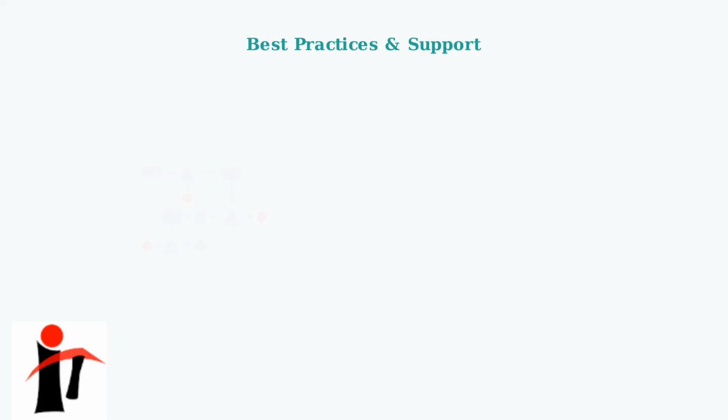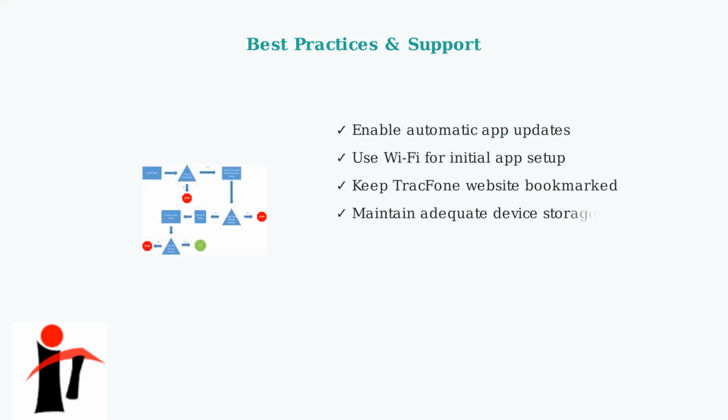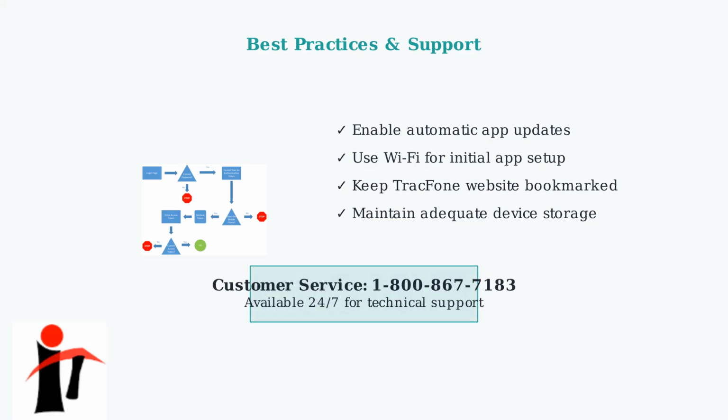To prevent future issues, follow these best practices. Keep your app updated automatically, use Wi-Fi connections for initial setup, and maintain alternative access methods like the TracFone website. For persistent problems, contact TracFone customer service at 1-800-867-7183 for personalized assistance.